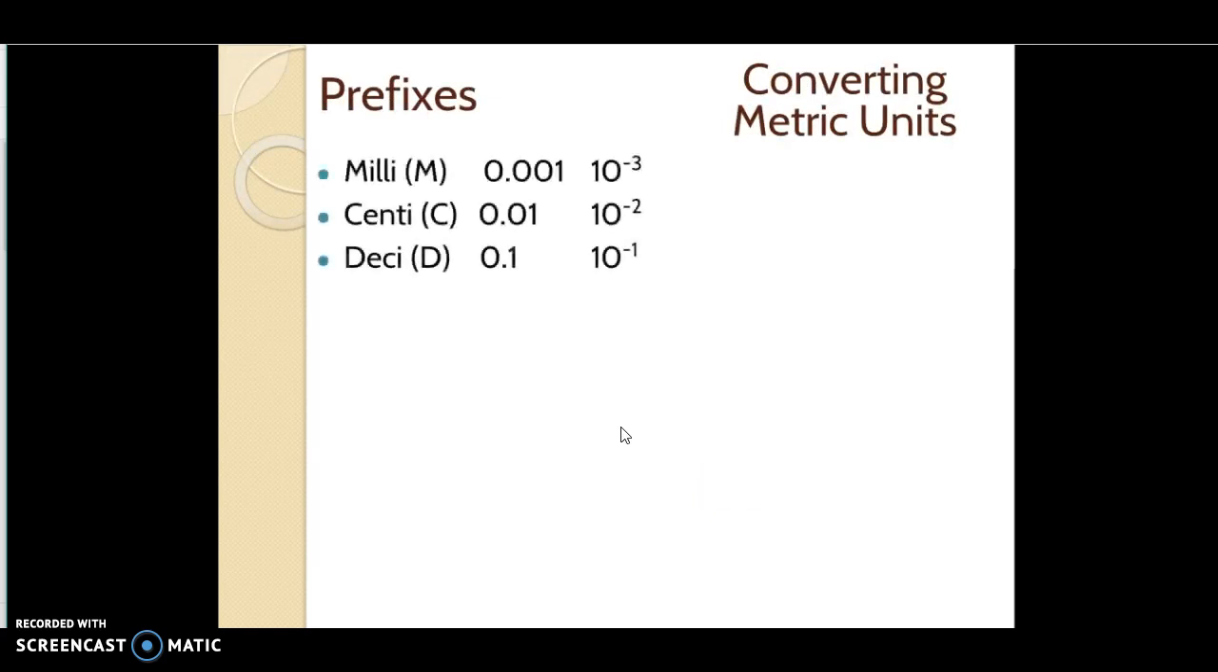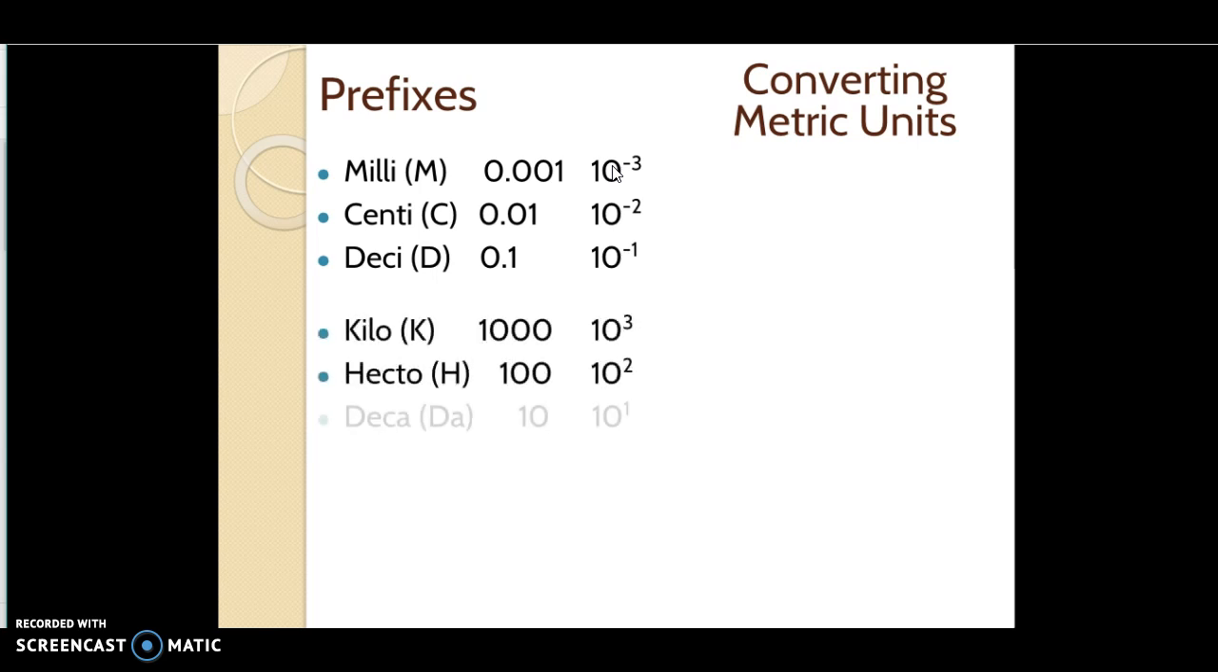When we're talking prefixes that mean smaller than a whole number, or to the right of the decimal point, they're going to end in i. So as you can see, deci is 1/10 of a whole number, centi is 1/100th of a whole number, and milli is 1/1000th of a whole number, or it can also be expressed as 10 to the negative 1, negative 2, or negative 3, as you learned with your scientific notation.